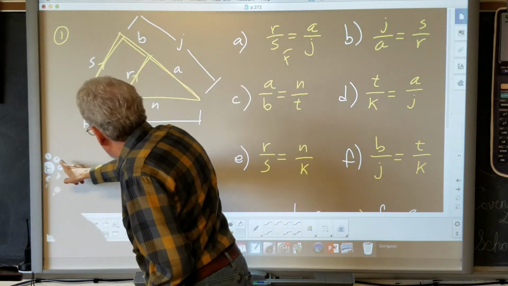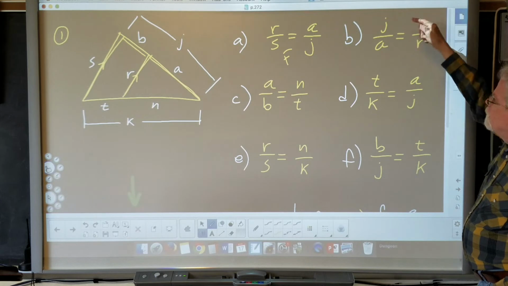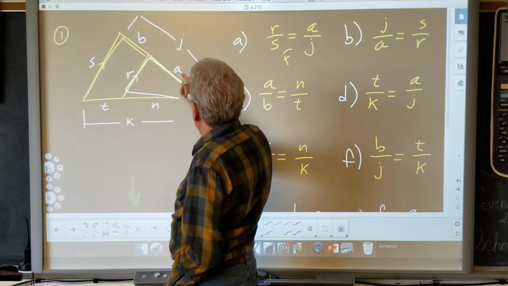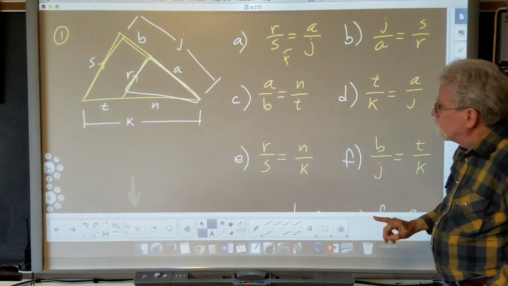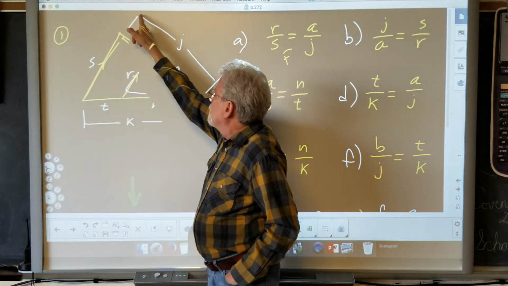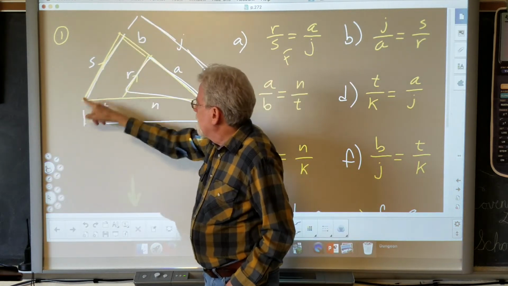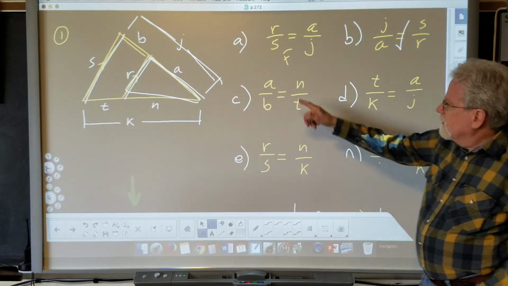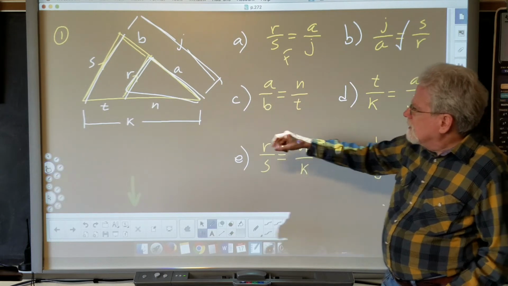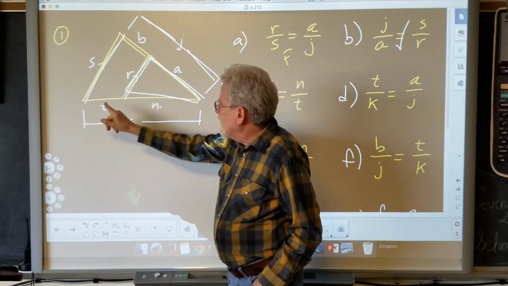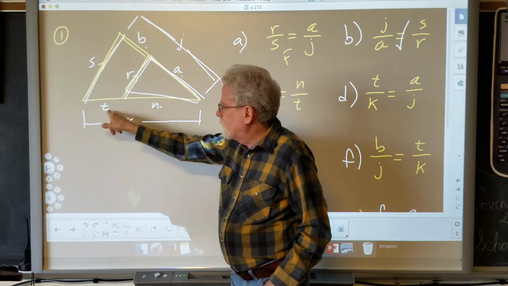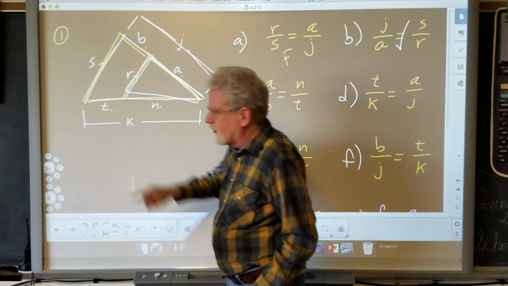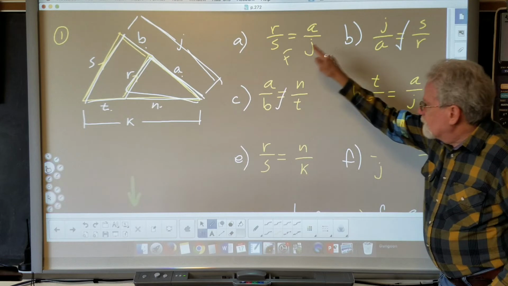Let me change colors here. Okay. For part B, is J over A, the whole side here, over the whole side of the small triangle, equal to S over R? Yes. Big guy over little guy equals big guy over little guy. Yes, they got it right that time. Part C, is A over B equal to N over T? Yes. Piece over piece equals piece over piece. That's how I think of it. The piece of this side and the piece of that side, the piece of this side and the piece of that side. Put a check mark there.